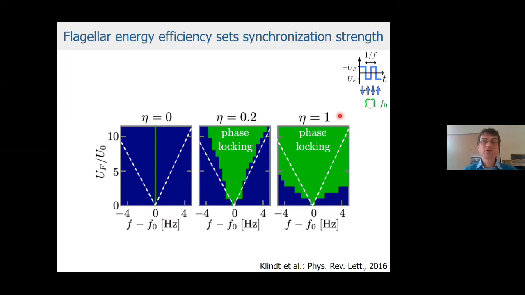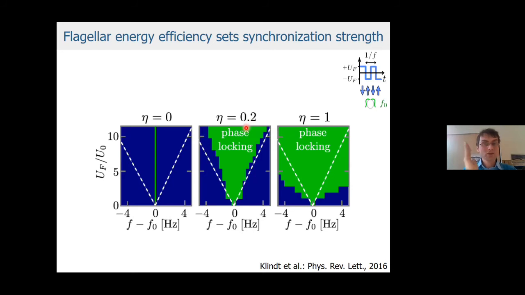On the contrary, if you had a chemomechanical energy efficiency of 1, an energy efficiency of 100%, so the chemical energy stored in ATP is completely converted into work performed on the fluid, in that case, the cilia would respond much, much stronger. They would be much more sensitive to external flow. And in this case, the predicted synchronization region in green would be much wider than as measured in the experiments, here delineated by the white dashed lines.